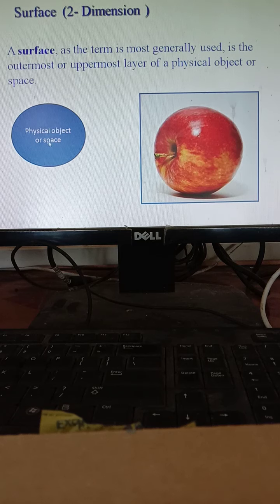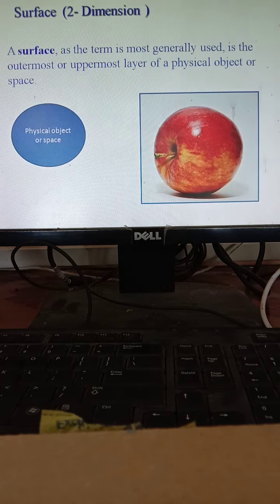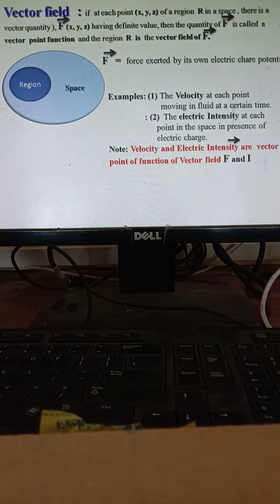If you want to define a surface, as the term is most generally used, it is the outermost or uppermost layer of a physical object or space. But today's topic is the surface integral. If you want to define the surface integral, we will require a vector field.